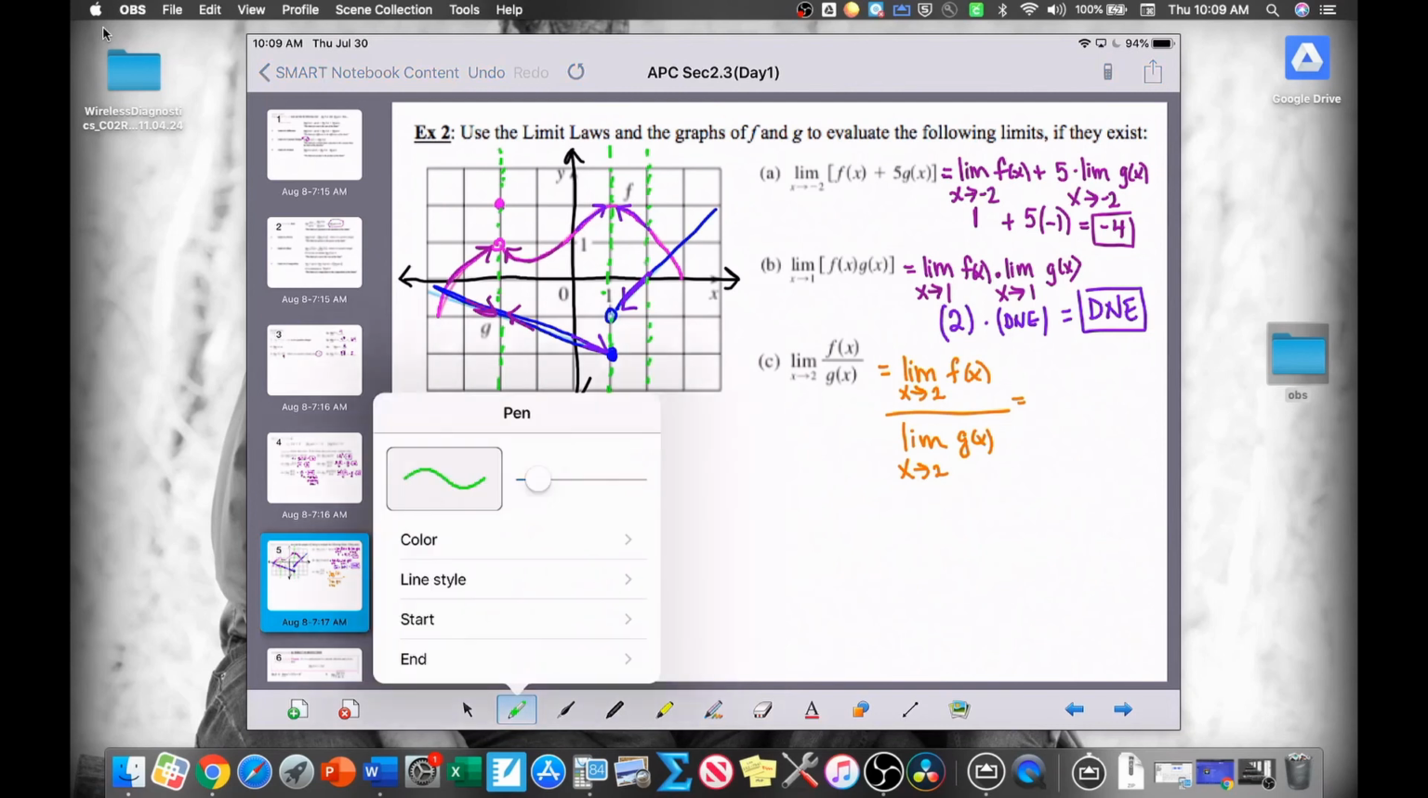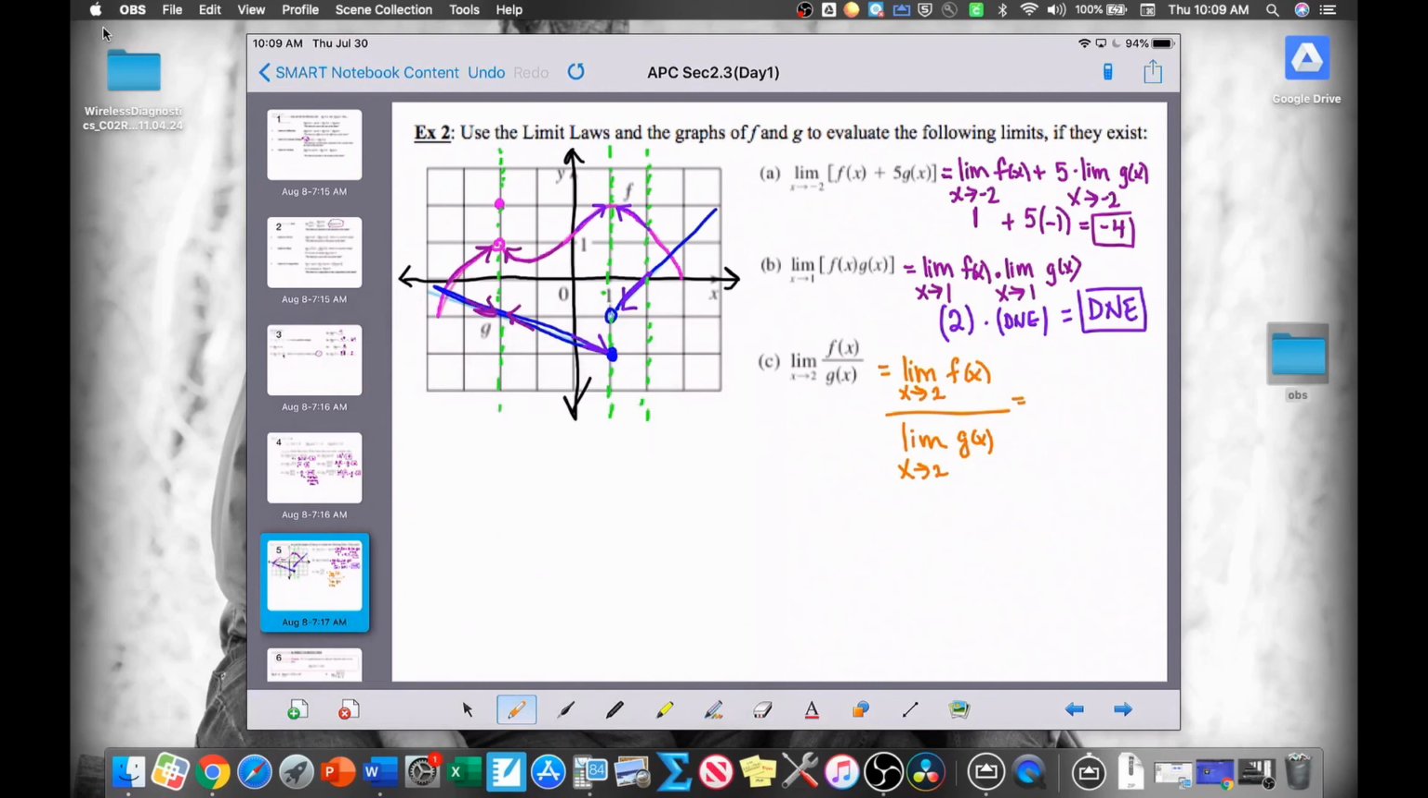When I look at x equals 2, it looks like as x approaches 2 from the left on f of x and from the right on f of x, my values agree, and it looks like it's right between 1 and 2, so I'm just going to go with 1.5. And then g of x, from the left and from the right, they agree, and it looks like the function is going to 0. Uh-oh, but anything divided by 0, we're undefined, right?